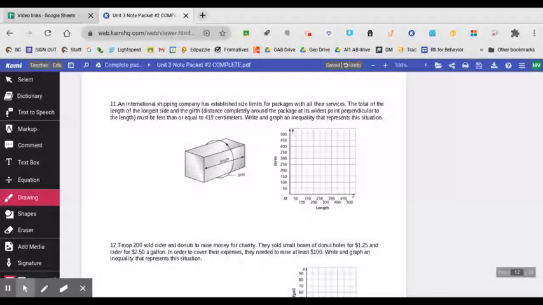Number 11, an international shipping company has established size limits for packages with their services. The total of the length, the longest side, and the girth, the distance completely around the package at its widest point perpendicular to the length, must be less than or equal to 419. Graph an inequality. So that's length plus girth has to be less than or equal to 419.